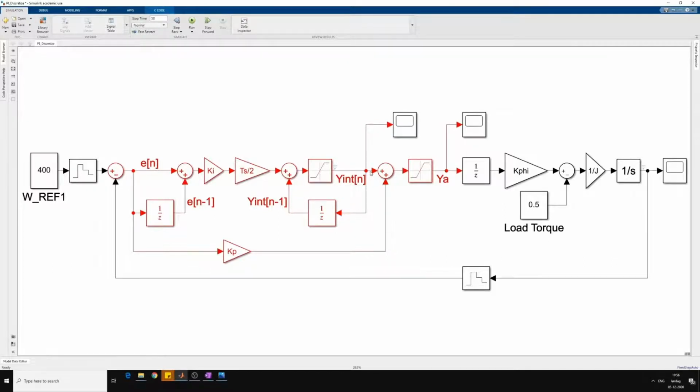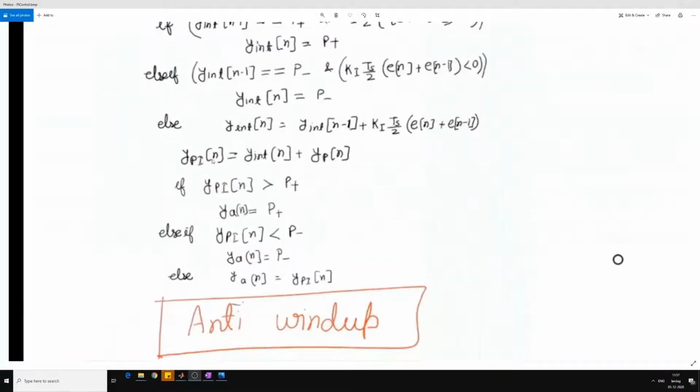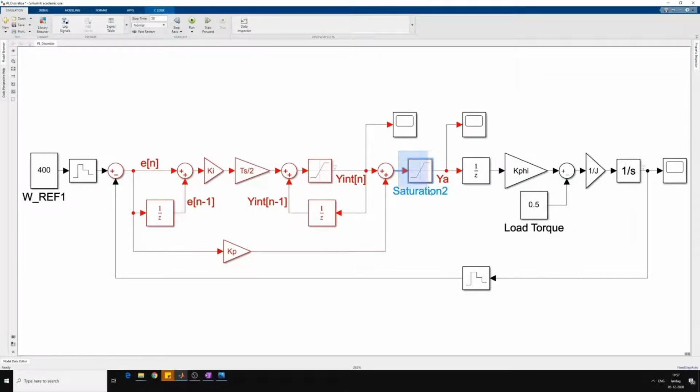Now the output of the integrator part is added with the proportional part. So this is the proportional part where the error signal is multiplied with the proportional gain and added with the integral part. And the output of this is again limited. This is the limiter for the total output. This is the output of the PI controller, which is nothing but sum of the proportional part and the integral part. And then this is the limiter for the output of the PI controller, which is simulated by this saturation block. And the output of this saturation block is the output of the PI controller with anti-windup.